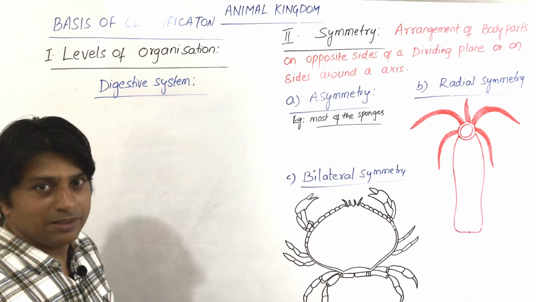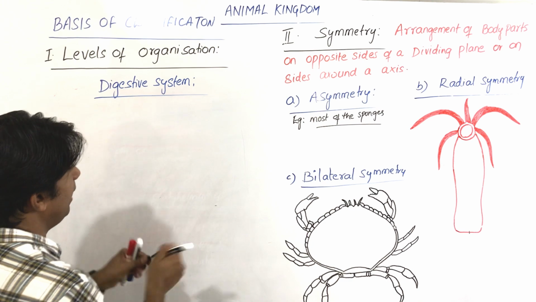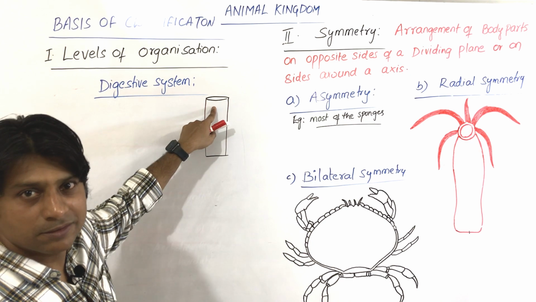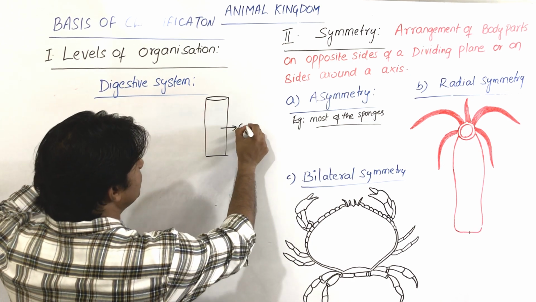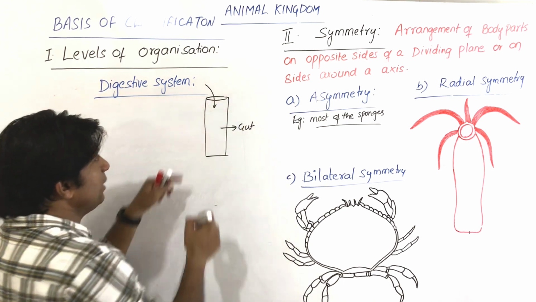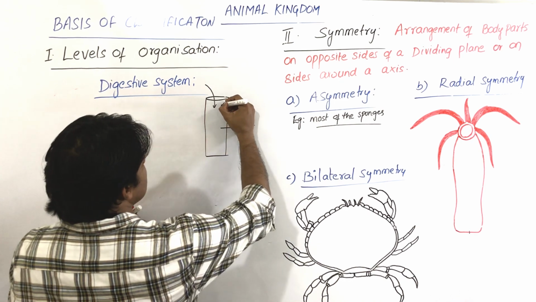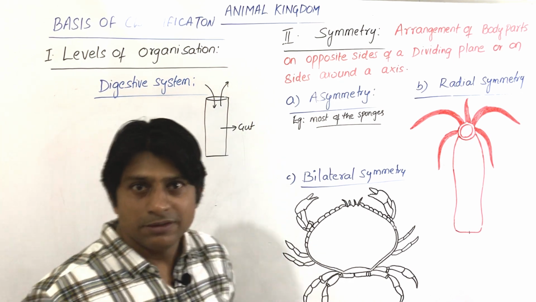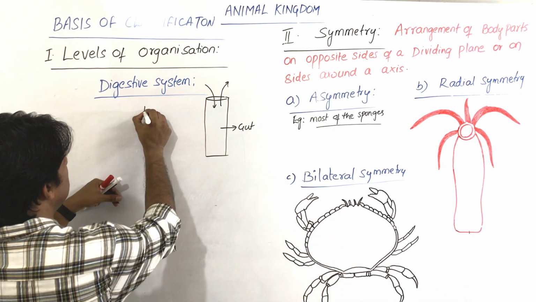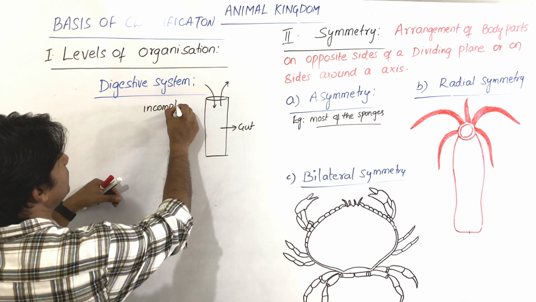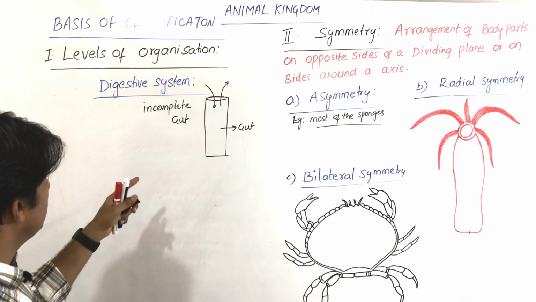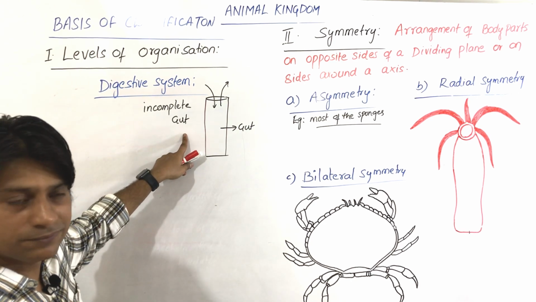Digestive system. In Platyhelminthes, they have only one opening to the alimentary canal. This is the gut. Gut is the alimentary canal. There is only one opening which acts for ingestion as well as for egestion. This is called two-way gut, and this is called incomplete gut. This is what you find in Platyhelminthes.